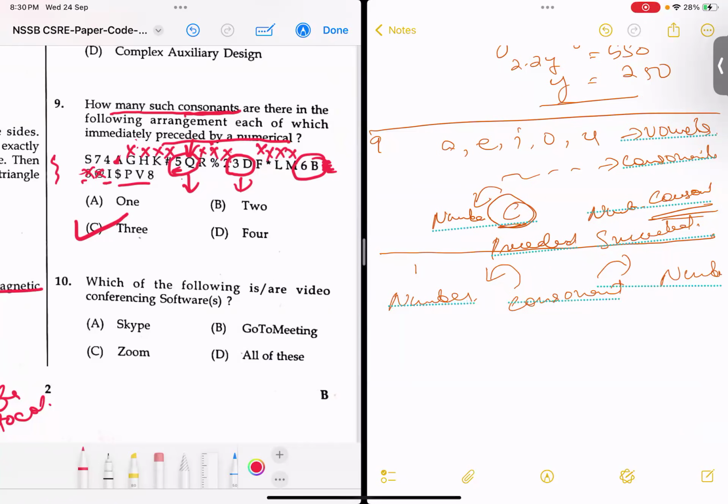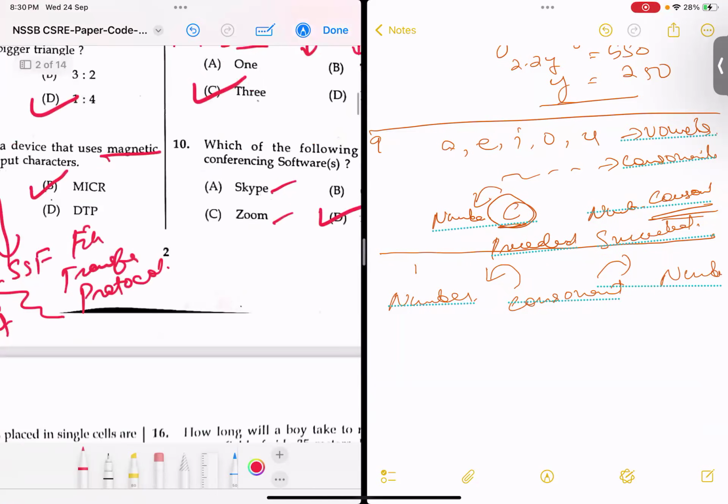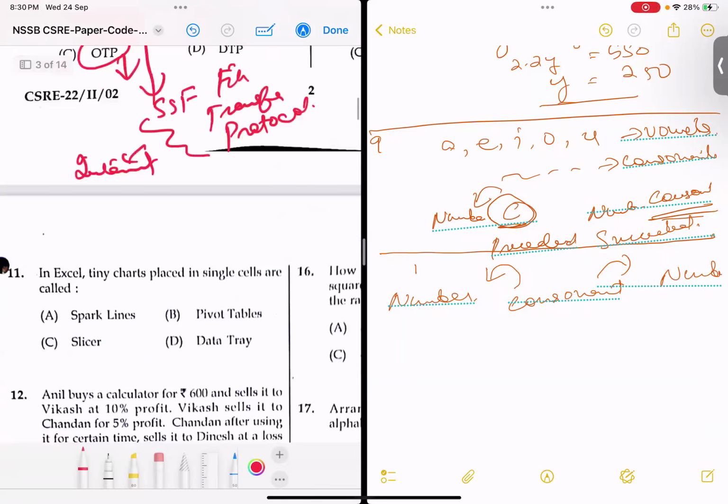Let's come to question number 10. Which of the following is or are video conferencing software? So this is a direct question. We all know through Skype, through Zoom, and through GoToMeeting, we can take video conferencing, right? All the options are correct. Now let's come to question number 11.